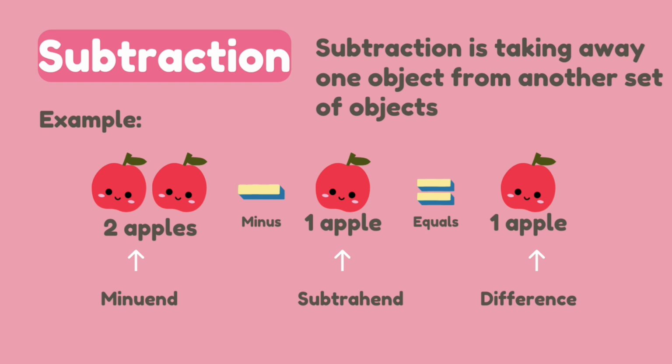In here, the minuend is the 2 apples, which is being subtracted from, while the subtrahend is the 1 apple being subtracted from the 2 apples. And the difference is the result after subtracting the 1 apple from the 2 apples.